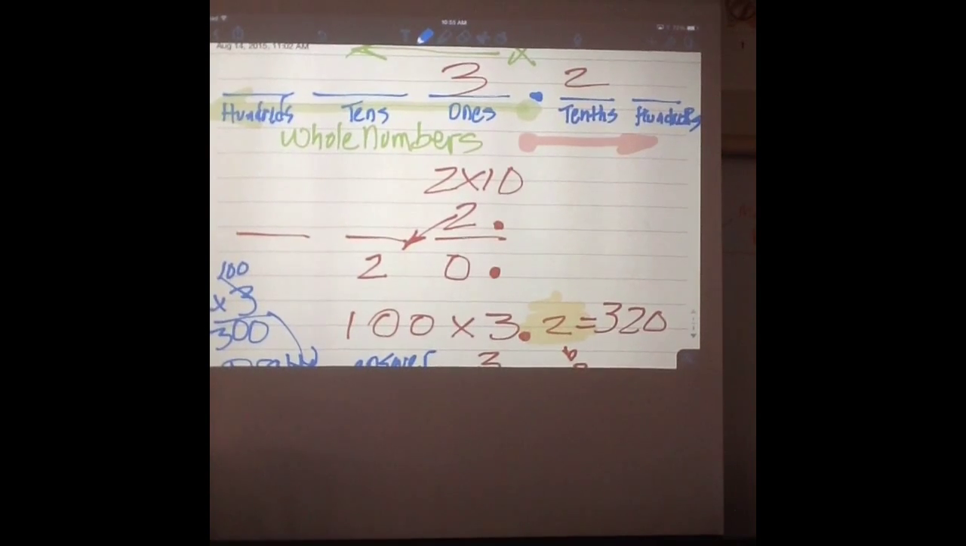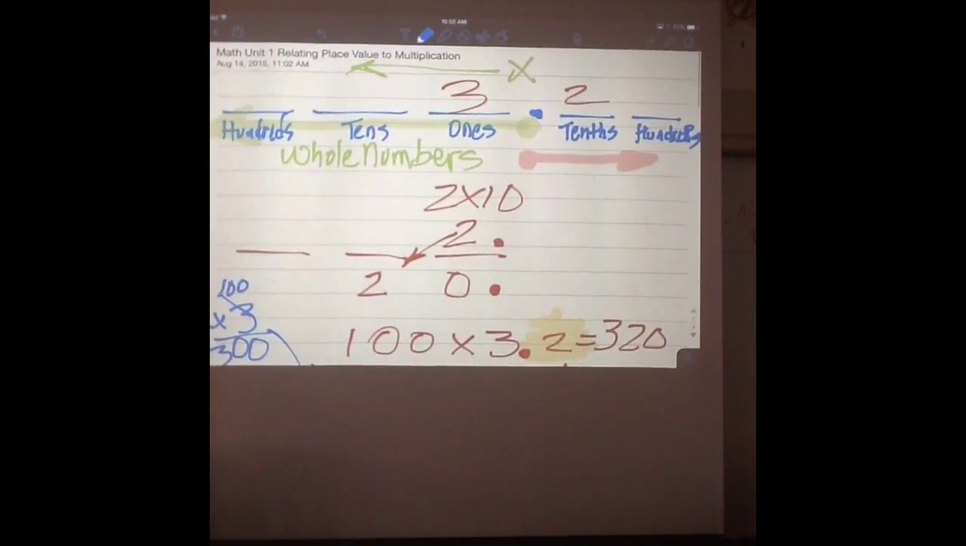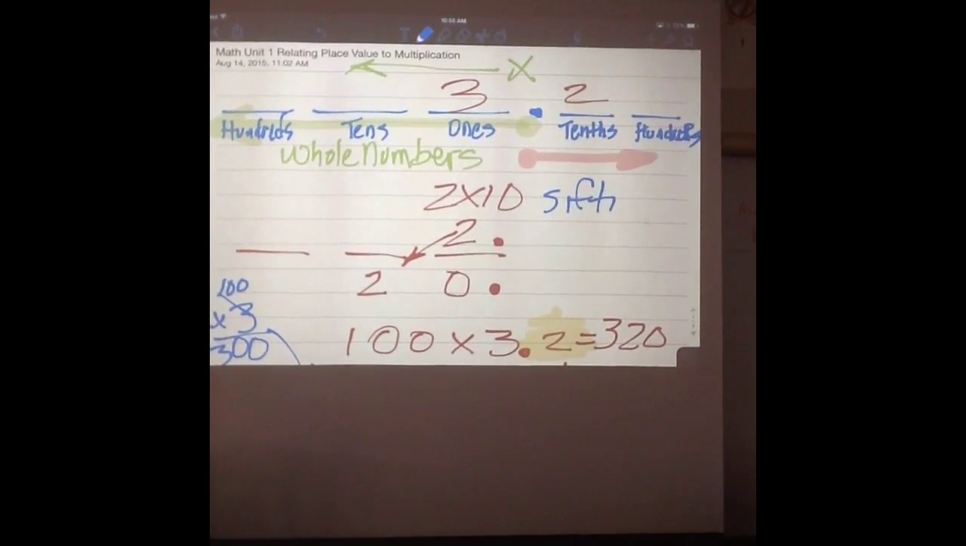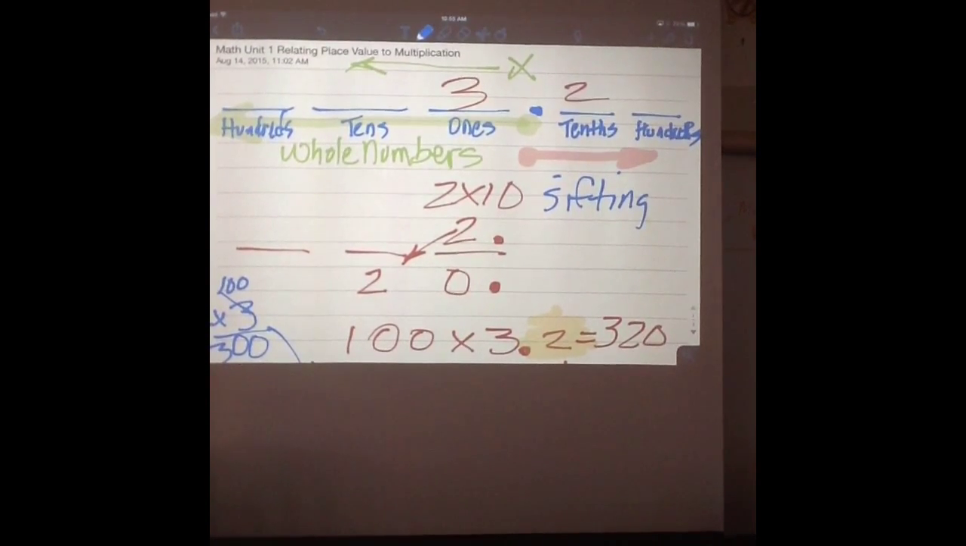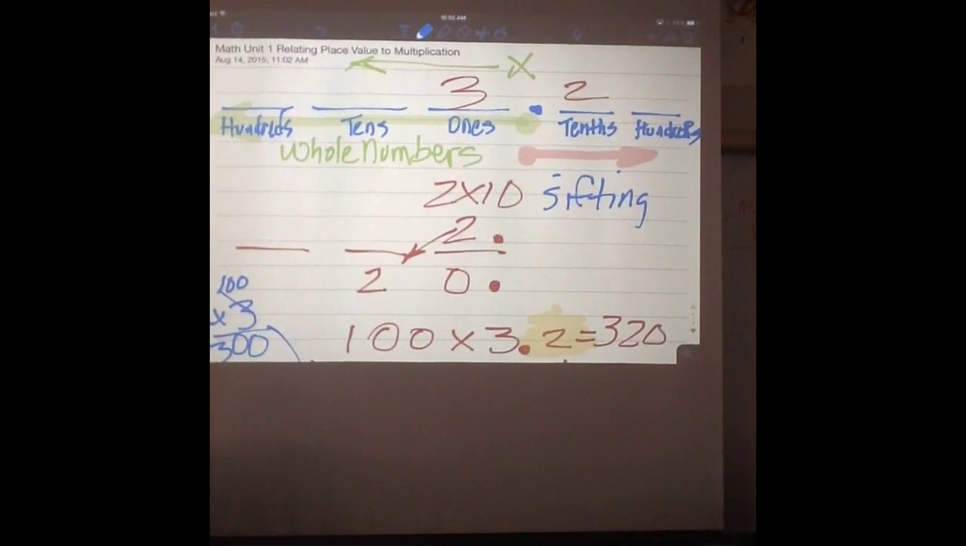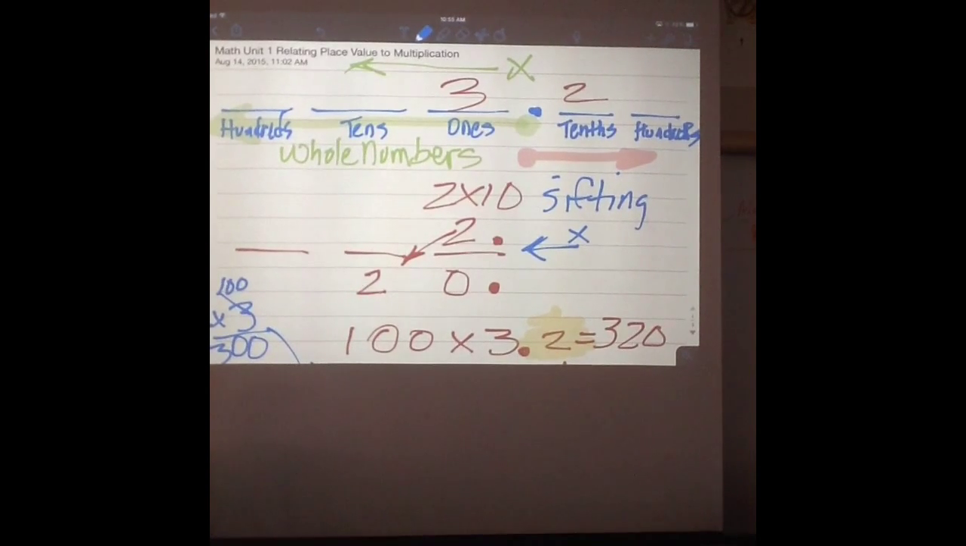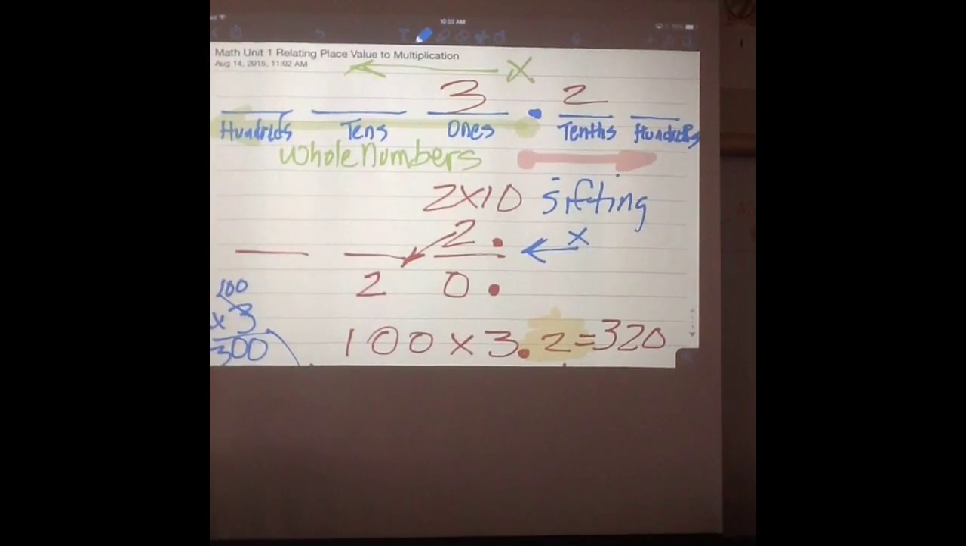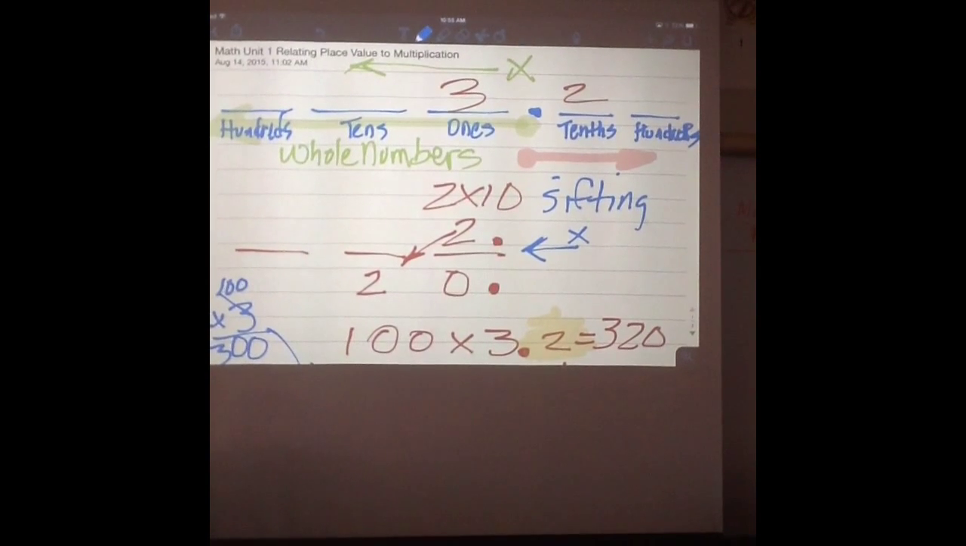Okay, so what do we need to remember about this lesson? We need to remember about shifting, yes. And which way do we shift when we multiply? When we multiply, we're going to shift to the left. When we're multiplying, we're shifting to the left. Okay? And that's all we're doing today.